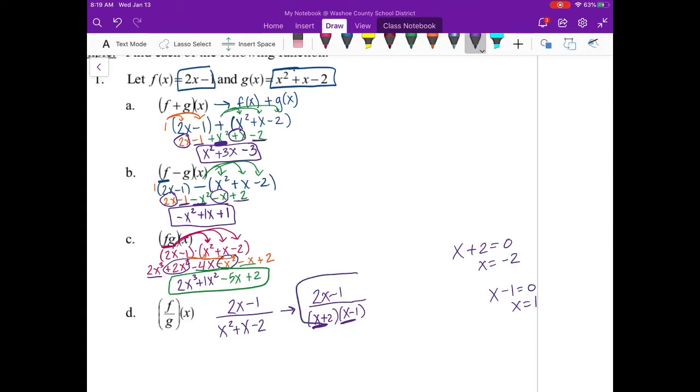So I have to say that this is my answer when I simplify, but also x cannot be 1 or negative 2. We have to state that as part of our answer when we are dividing, and there has to be a restriction in the denominator to figure out what value the denominator cannot be. Okay?